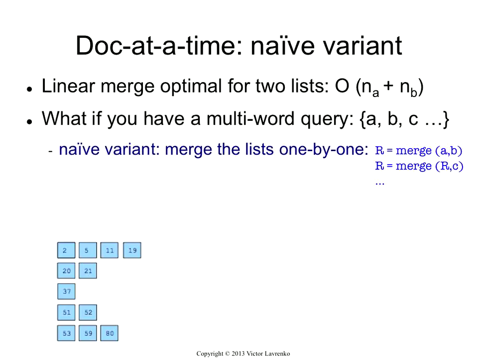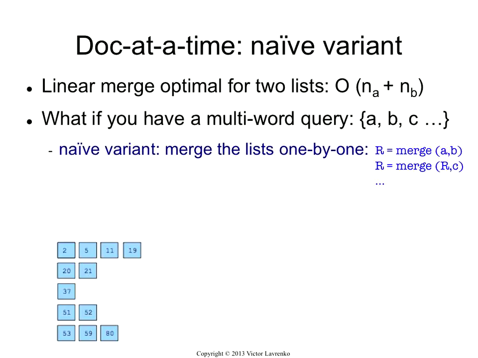We know that linear merge is actually optimal when you have two lists, right? If you have two lists, their lengths are N of A and N of B, the cost of the merge is N of A plus N of B times whatever constant you have, and this is as good as it can get for merging two lists. But what happens if you have a multi-word query? If the query is just A and B, then it's obvious how to do that in the best possible way. So what if you have many lists that you need to merge?